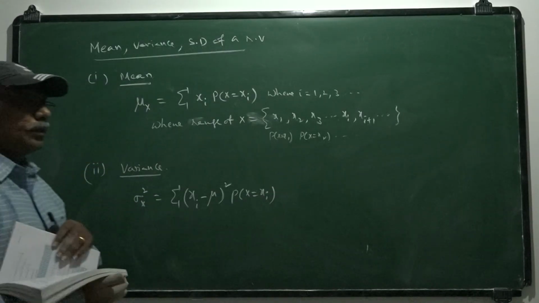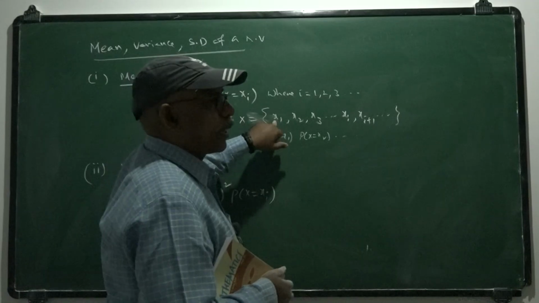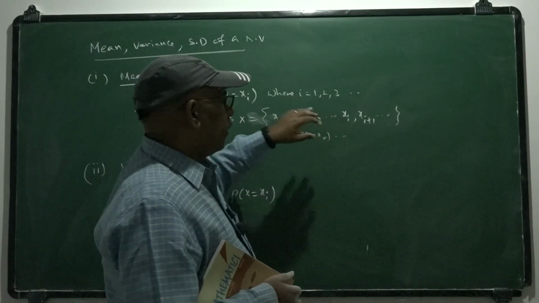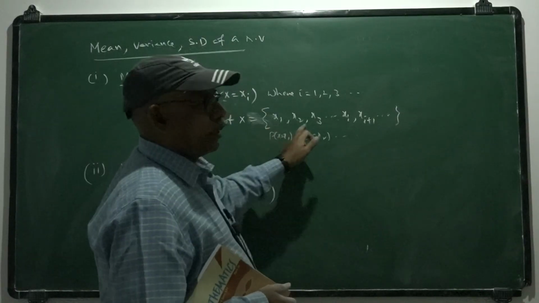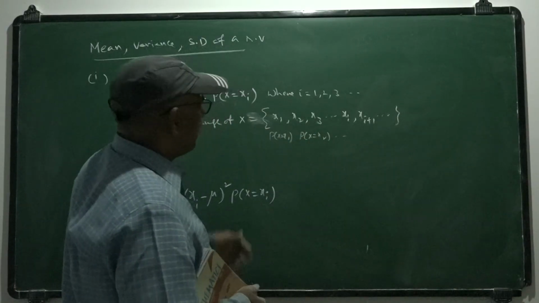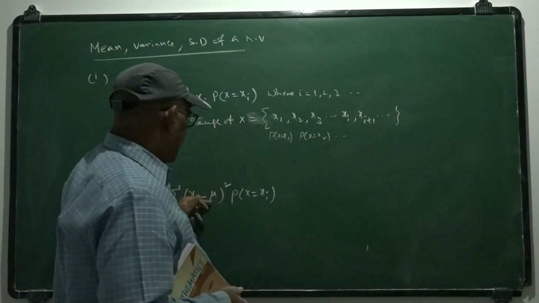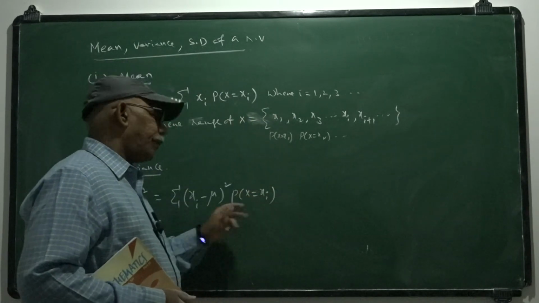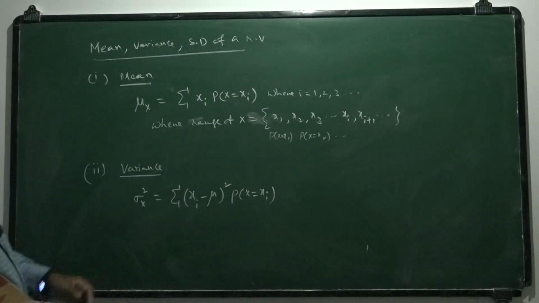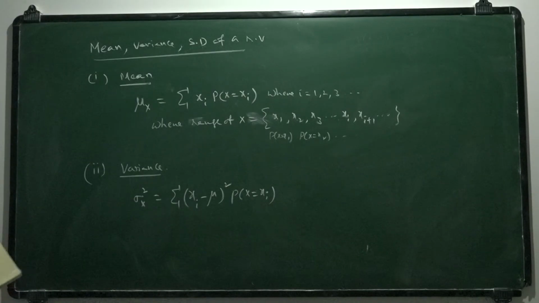Once the mean is subtracted from each range value of the random variable x, and that value is squared and multiplied with the corresponding probability, we get the required variance.